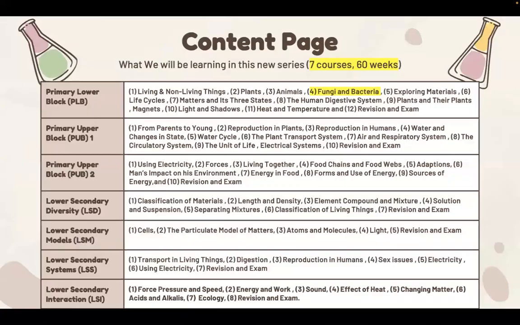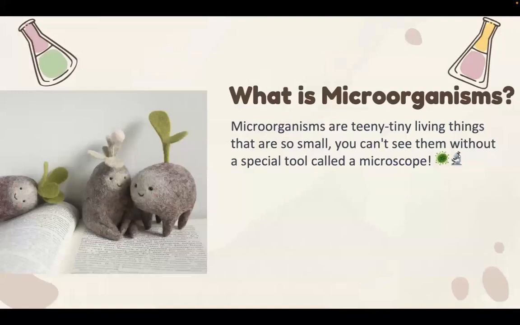All right, so today we are on chapter 4, fungi and bacteria. All right. So, what is a microorganism? All right. Microorganisms are teeny tiny living things. They are so small, you can't see them without a special tool called a microscope.